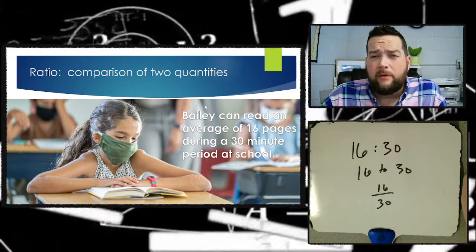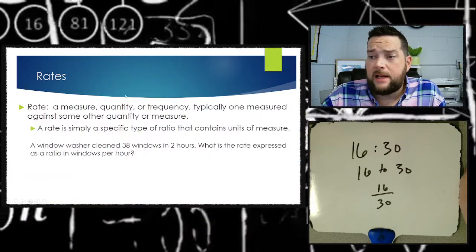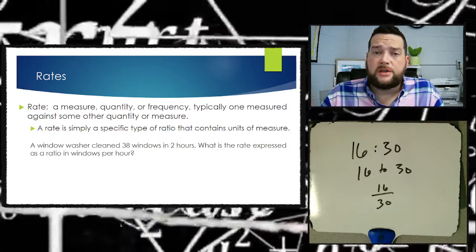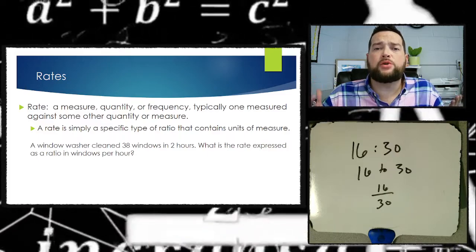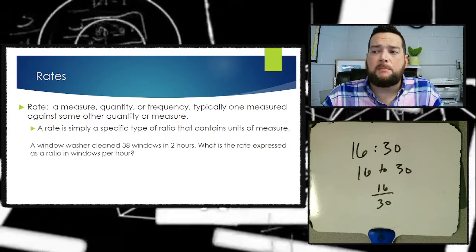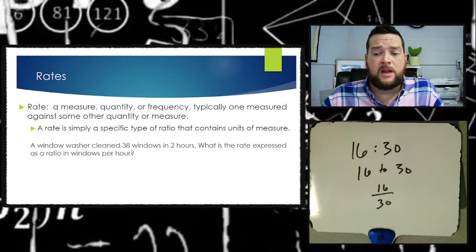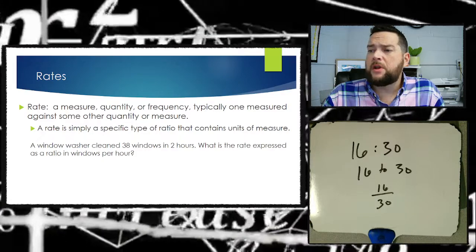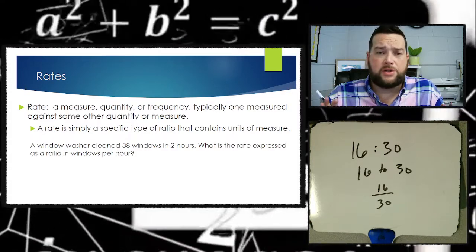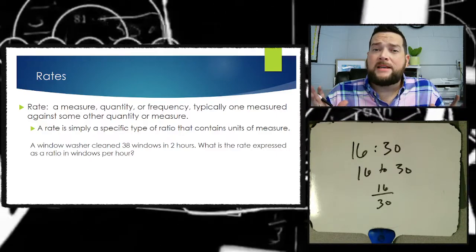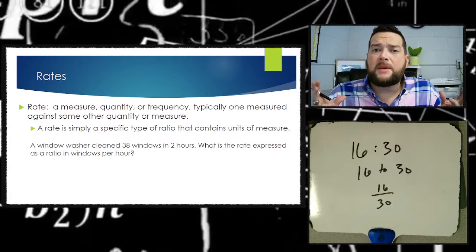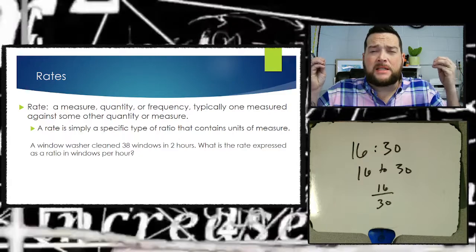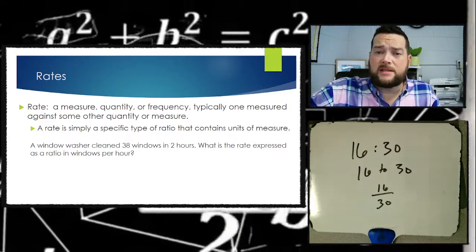So let's go ahead and take that next step, even though we're moving ahead of ourselves. I told you already that a rate could be understood as a ratio. It's just a special type of ratio. A rate is a measure. This is the definite definition, if you went to Google, you'd find this: a measure, a quantity, or frequency, typically one measured against some other kind of quantity or measure. So a rate is a ratio that includes some kind of measure or frequency, measured against another one.